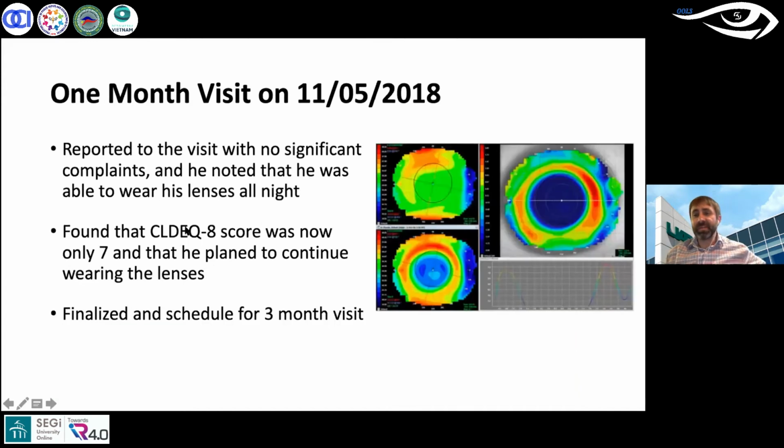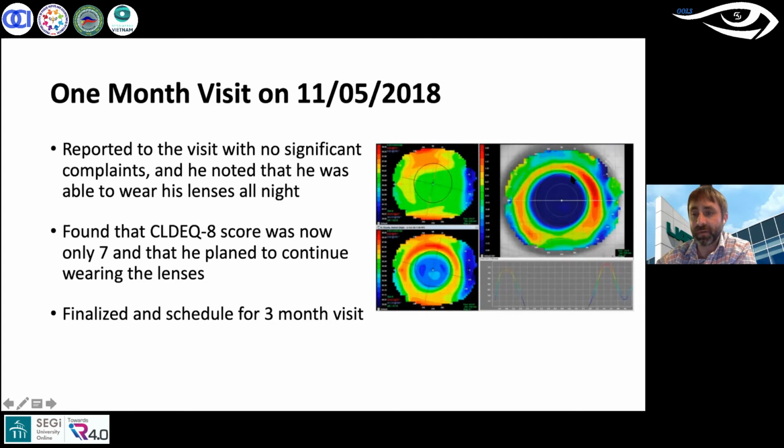I'm skipping a few visits for time. I know we're trying to keep this on schedule since it's awkward times for all of us, but the 1 week visit went really well. The one morning visit went really well. And at 1 month, the patient had really well-centered orthokeratology lenses.